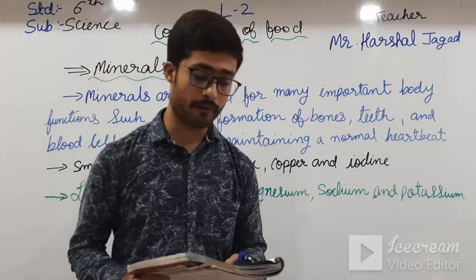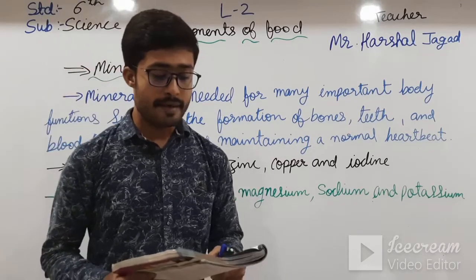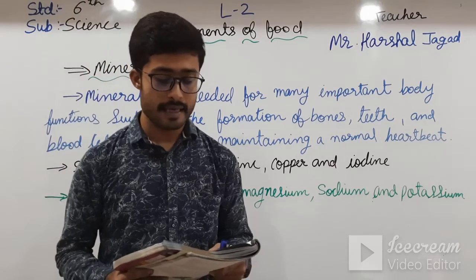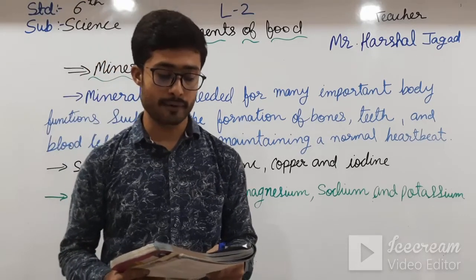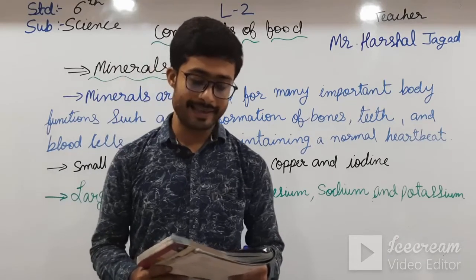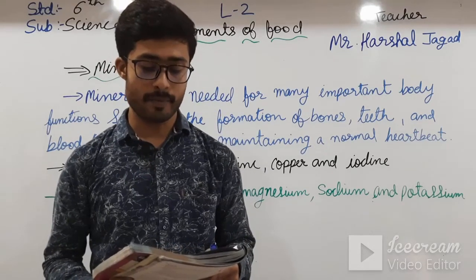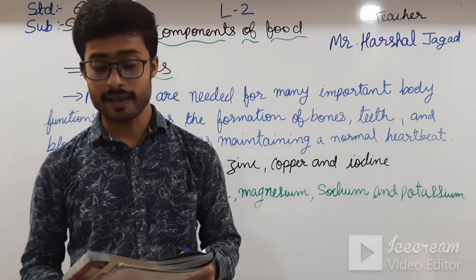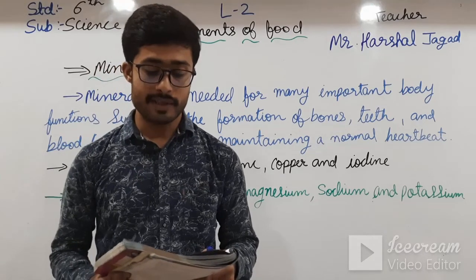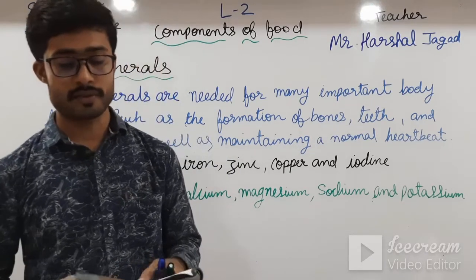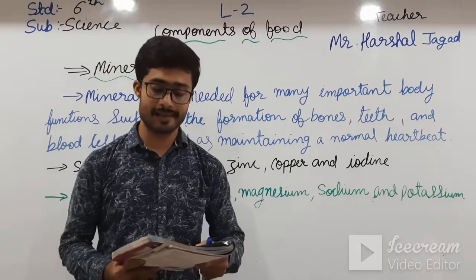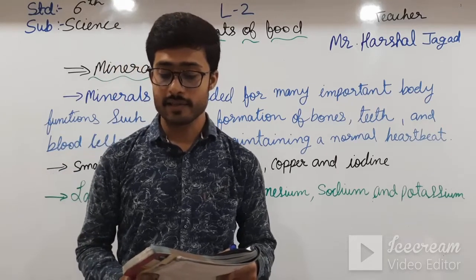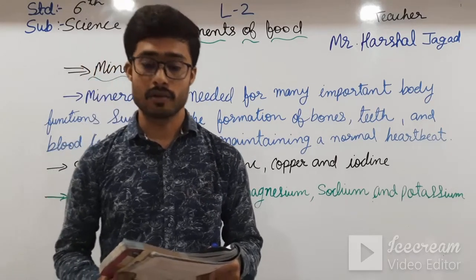Minerals help in the proper functioning of the various parts of the body. Minerals are needed for many important body functions such as formation of bones, teeth and blood cells, as well as maintaining a normal heartbeat. Some minerals are needed in small amounts such as iron, zinc, copper and iodine. Minerals such as calcium, magnesium, sodium and potassium are needed by our bodies in large amounts, which is shown in figure 2.5. Rich sources of minerals. So the sources of minerals are milk, spinach, broccoli, carrot, fish, cheese, lemon, orange and iodized salt.